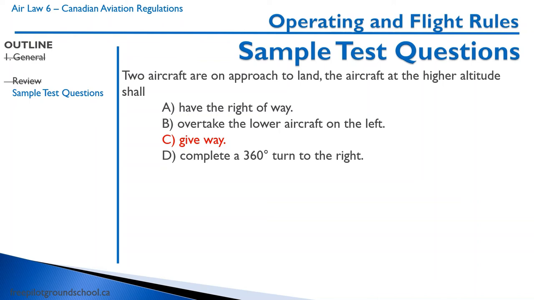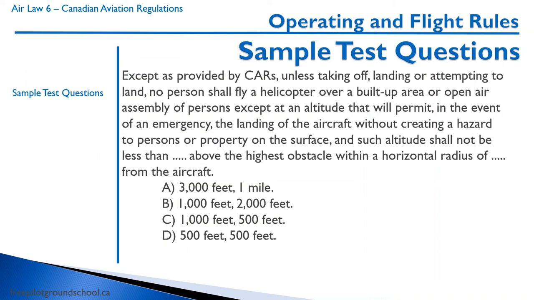Okay, this one's a mouthful. No person shall fly a helicopter over a built-up area or open air assembly of persons, except at an altitude that will permit, in the event of an emergency, the landing of the aircraft without creating a hazard to persons or property on the surface, and such altitude shall not be less than blank above the highest obstacle within a horizontal radius of blank from the aircraft. So it is a built up area or open air assembly of persons. It's a helicopter, but remember, a helicopter makes no difference for this regulation. So this one you pretty much have to memorize. It's 1,000 feet vertically and a horizontal radius of 2,000 feet. So the correct answer is B.